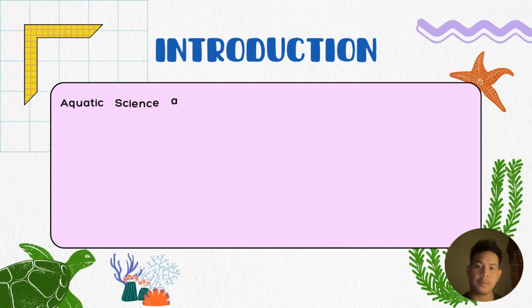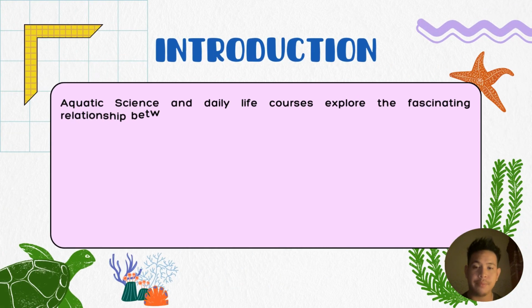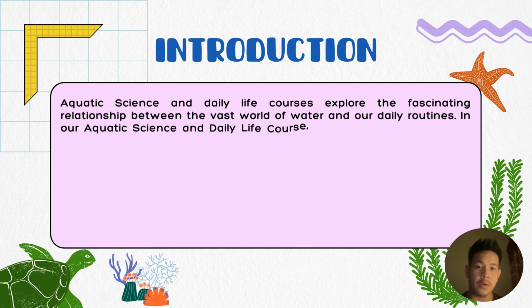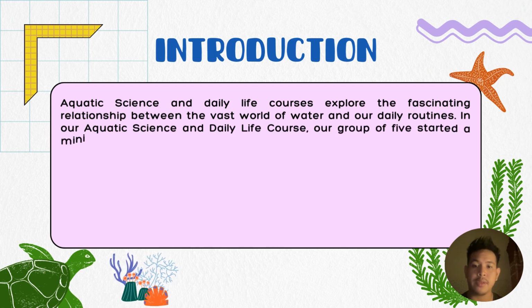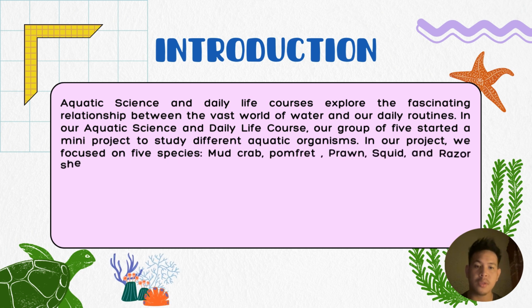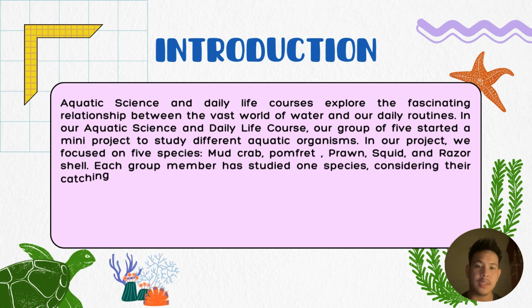Hi everyone. Aquatic science and daily life course explore the fascinating relationship between the vast world of water and our daily routine. In our aquatic science and daily life course, our group of five started a mini project to study different aquatic organisms. In our project, we focus on five species, which are mud crab, pomfret, prawn, squid, and razor shell. Each group member has studied one species.